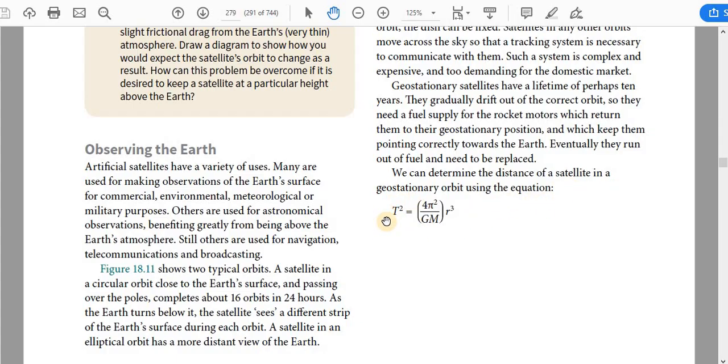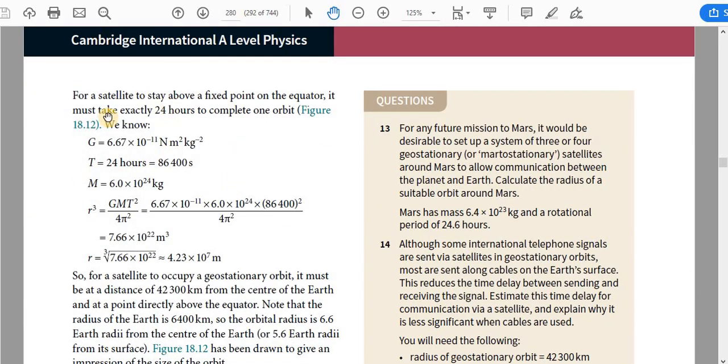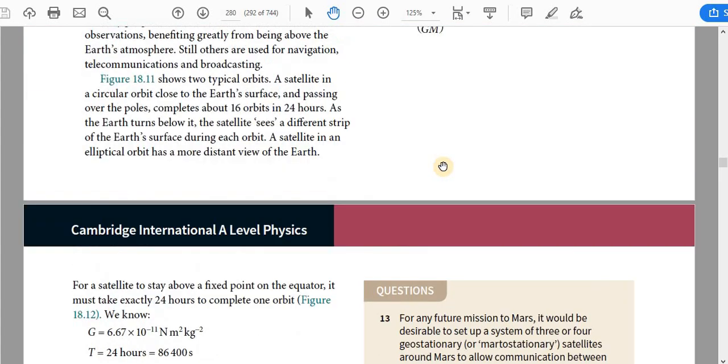So you know, the period is the period of the Earth. If it's a geostationary satellite, then the mass of the Earth we know, G we know, so we can find the distance of the satellite in that geostationary orbit. And they are doing this. For a satellite to stay above a fixed point on the equator, it must take exactly 24 hours to complete one orbit. So the period is known.